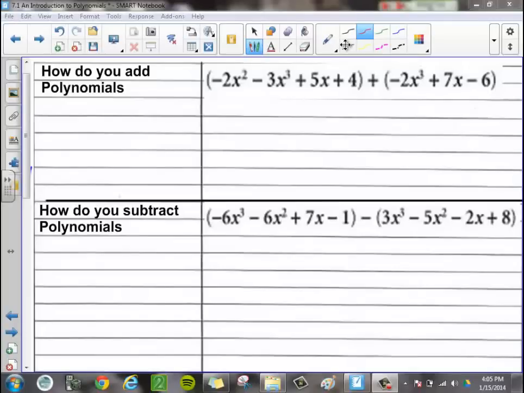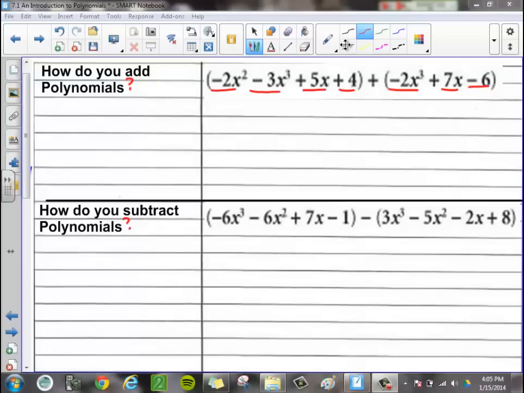Okay, so now we're going to answer the next two questions of how do you add polynomials and how do you subtract polynomials. Let's first start with adding. Let's say we have negative 2x squared minus 3x to the third plus 5x plus 4, and we want to add that to negative 2x to the third plus 7x minus 6. Well, the trick here is you're just adding the like terms.